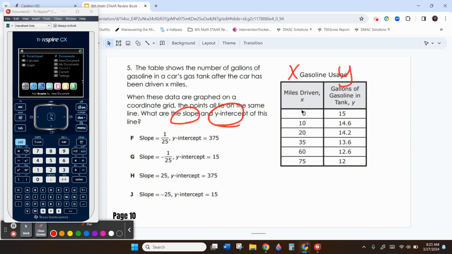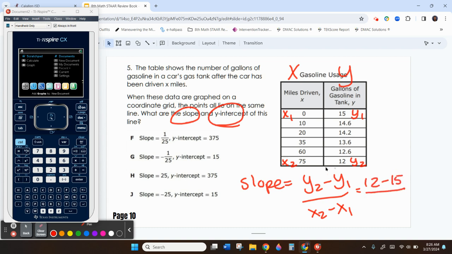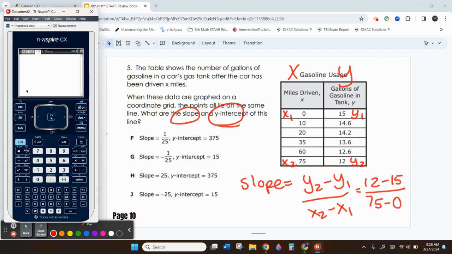So since this is x and this is y, we have to find our slope first, which is y2 minus y1 over x2 minus x1. This is our slope formula that we talked about yesterday. Here we're going to label our first point x1, y1, and then we just need to pick any other point that we want to. I'll skip all the decimals and go down to the whole numbers and make this my x2, y2. Next, I plug into the formula: y2 minus y1, that's 12 minus 15 over 75 minus 0. Even if you picked a different point, you should still get the same answer.